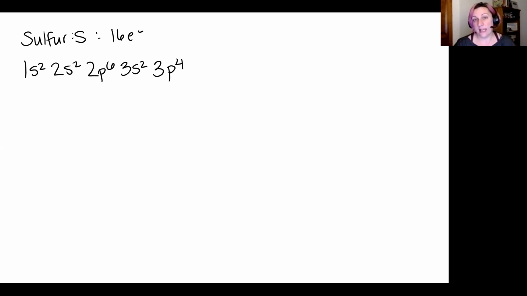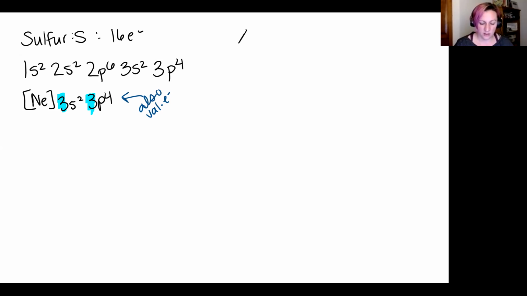So if I abbreviate that, my closest but smaller noble gas is neon. So it'd be abbreviated with the neon symbol. And then 3s2 and 3p4, which is also my valence electrons for my valence electron configuration, because I only have that 3 quantum number and it's the largest one in my abbreviated one. So let's look at that electron configuration. It looks like I'm going up to 3, so I'm going to have my 1s, my 2s, followed by my 2p, then my 3s, and my 3p.